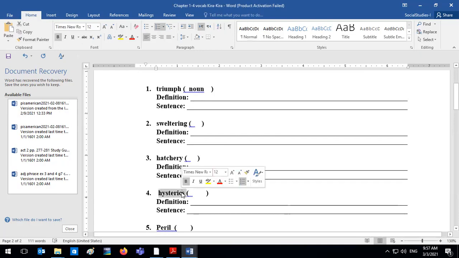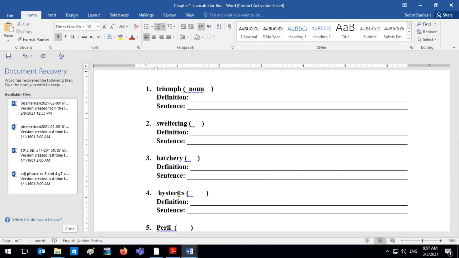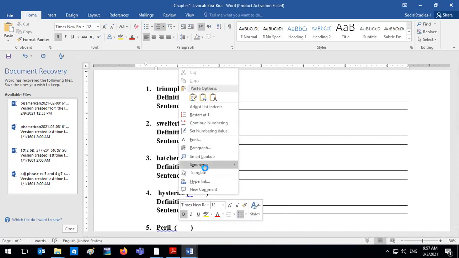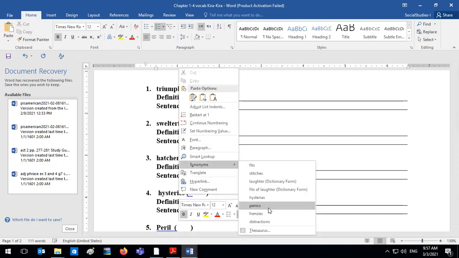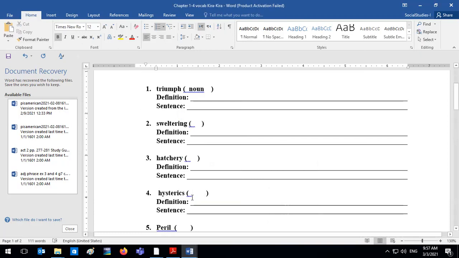Hysterics means to behave in a very crazy manner, like when they went into hysterics. If we look at the synonyms, when you go into fits, or you panic, the girls were in hysterics. Why? Because they couldn't find things like the sweater and the beret. This was the definition of hysterics.